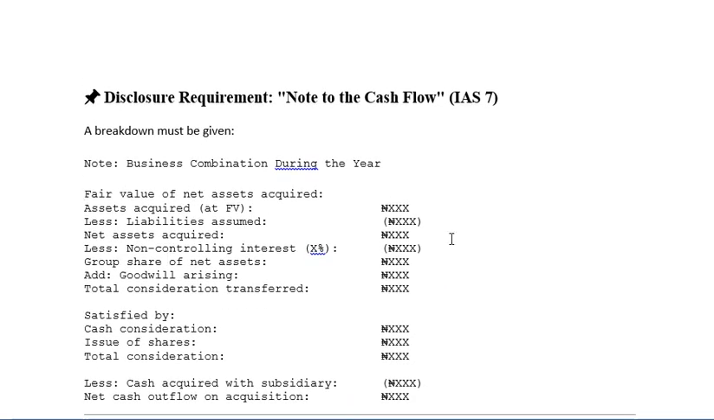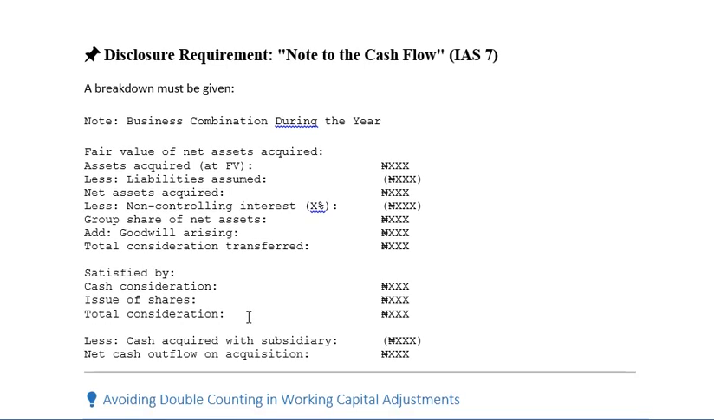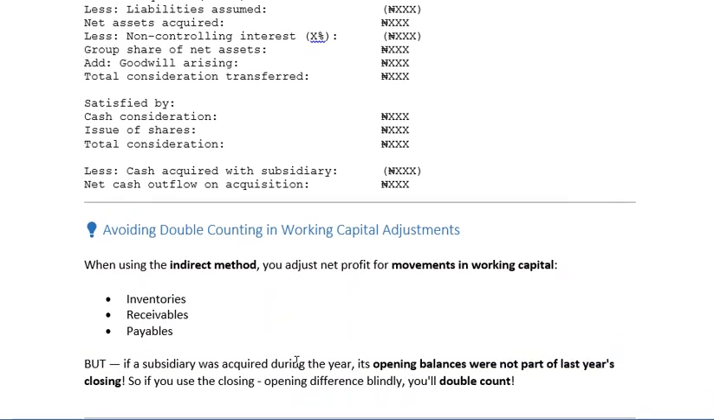That is, you have your fair value of the net asset acquired, less the liability assumed. This is for you to get your consideration transferred. Then satisfied by your consideration, issue of shares, where you have your total consideration, less cash acquired with subsidiary, then your net cash flow on acquisition. So that is just a formula.